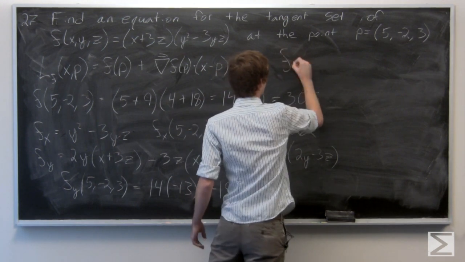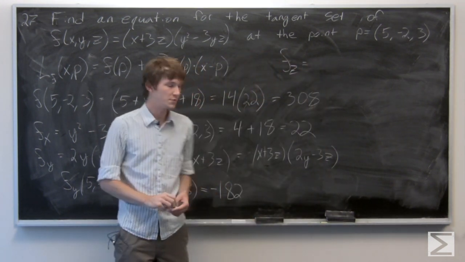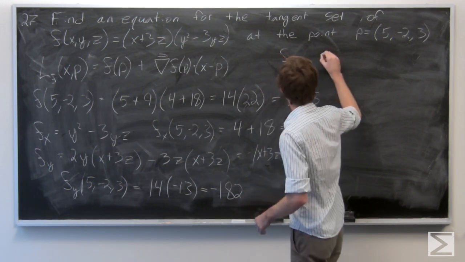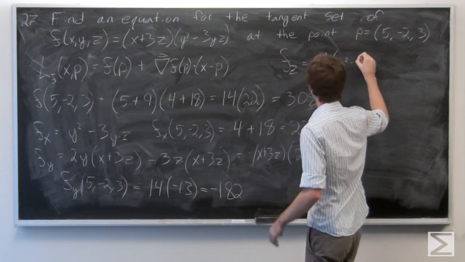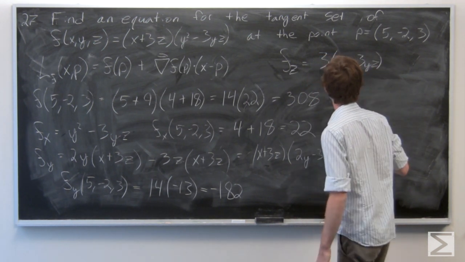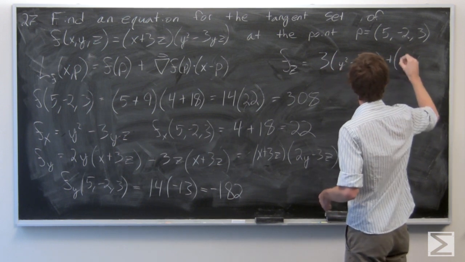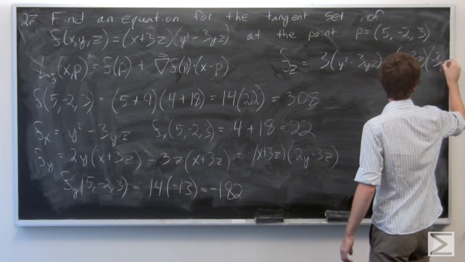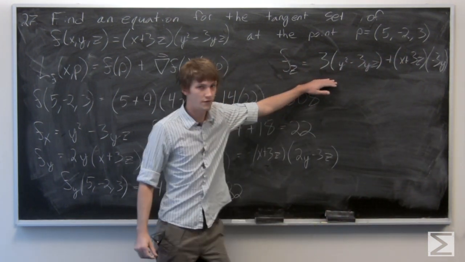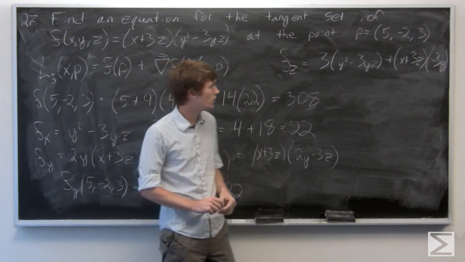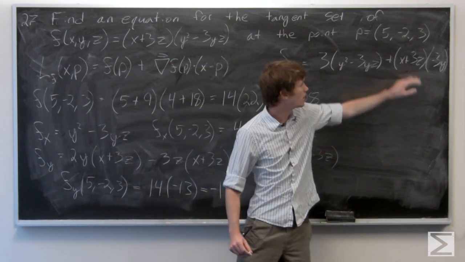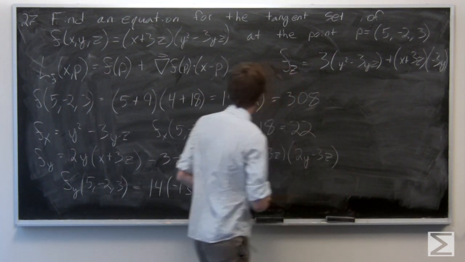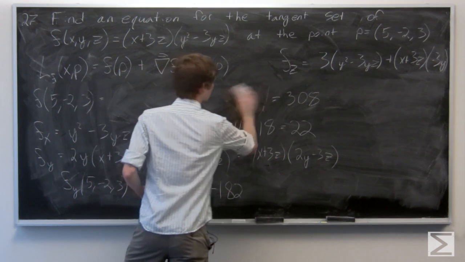And now we're going to calculate the partial derivative of f with respect to z. And we get that the partial derivative of f with respect to z is 3 times the quantity y squared minus 3yz plus the quantity x plus 3z times negative 3y.